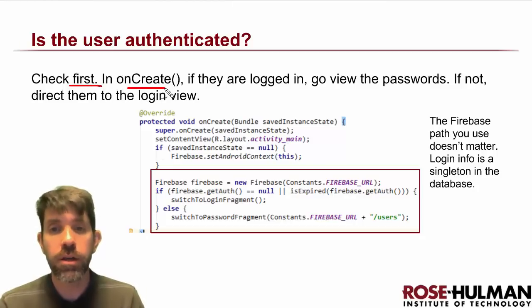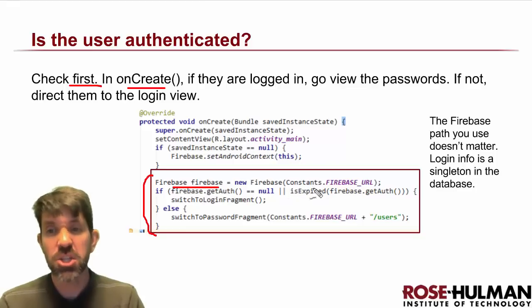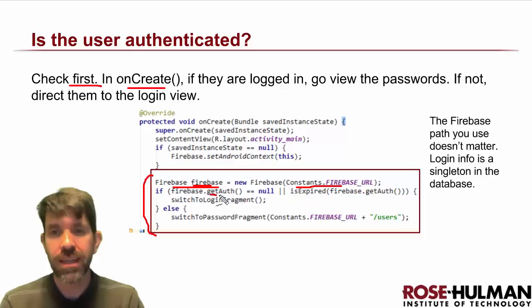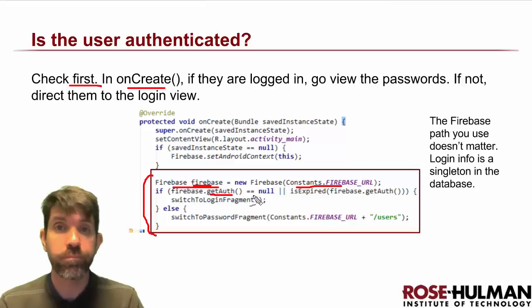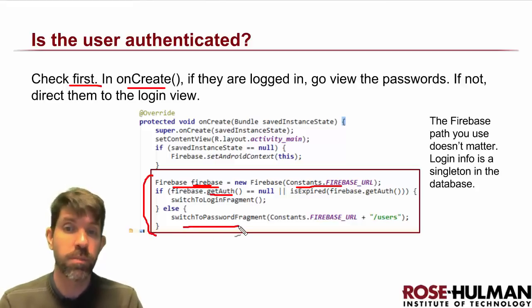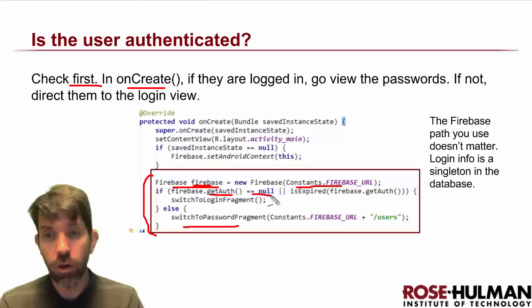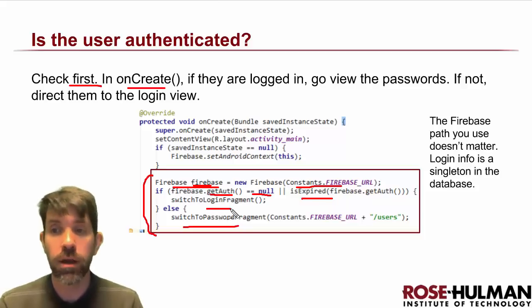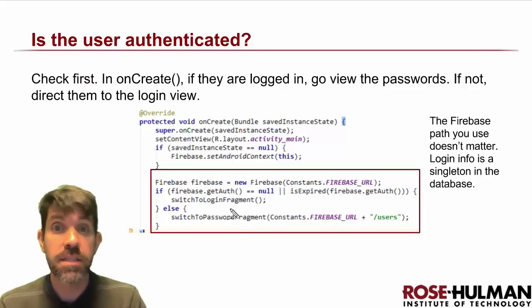So we're going to write some code in onCreate, and essentially it's just a condition here. We're going to create a Firebase. We can actually use any path. It doesn't have to be the user's path. It could be anything, so I'm just going to use the base right here. And then Firebase has a method called getAuth, and we can check to see if it exists. If it does and it's not expired, we go to the password fragment. If it's null, or maybe it does exist but the authentication has expired, then we're going to have to go to the login fragment. All right, let's test this out and see how it works.